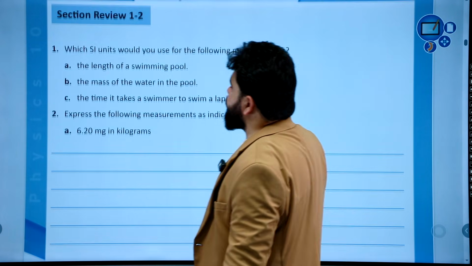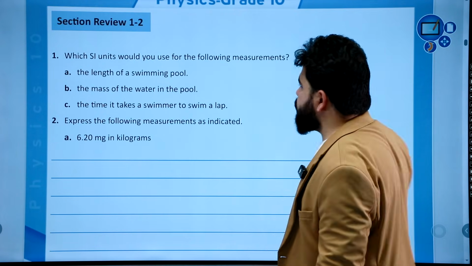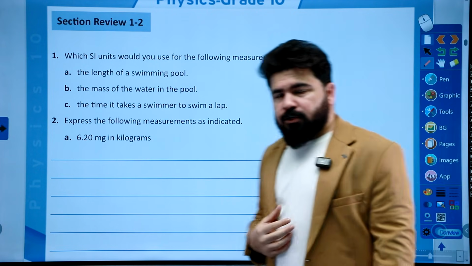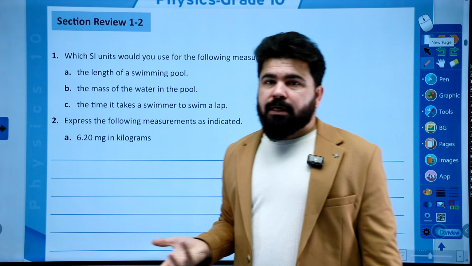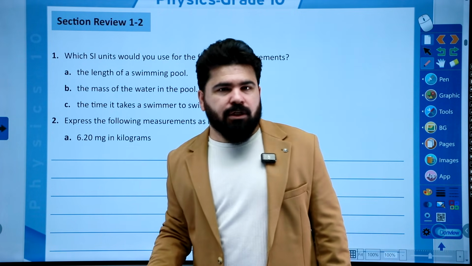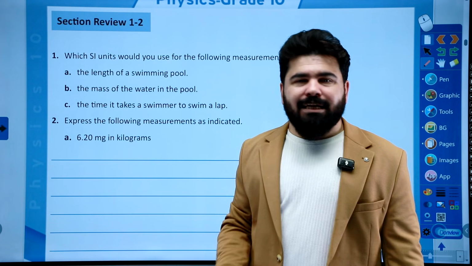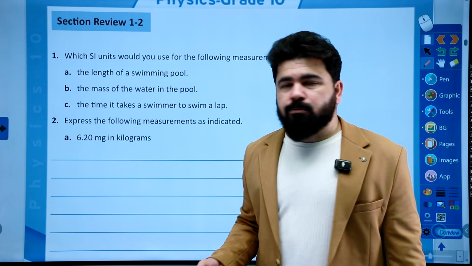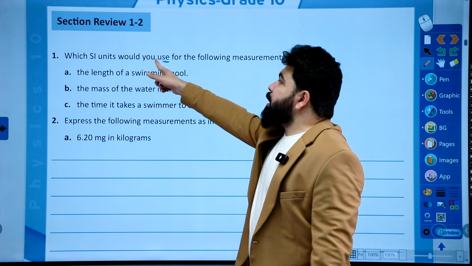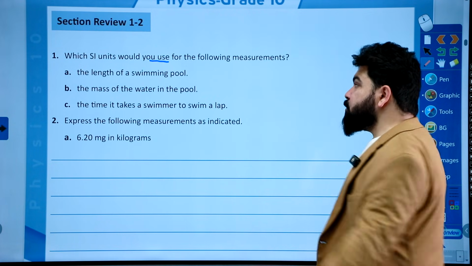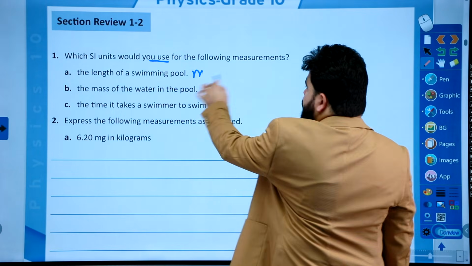Section 1.2 says, which SI unit would you use for the following measurement? When you are using a unit for a measurement, it should be appropriate. For example, if it's a swimming pool, I cannot say miles or kilometers, and I cannot say millimeters or centimeters because they're too small. For the swimming pool, I'm going to use meter.